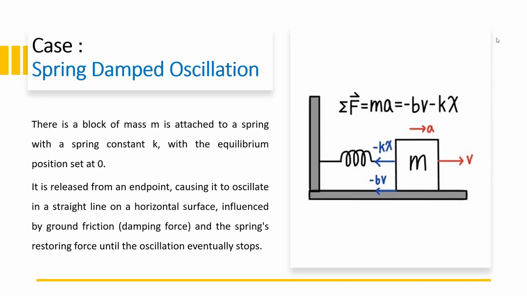Now we'll discuss spring damped oscillation. A block of mass m is attached to a spring with a spring constant k, with the equilibrium position set as 0, and then released from an endpoint, causing it to oscillate in a straight line on a horizontal surface, influenced by ground friction, damping force, and the spring's restoring force until the oscillation eventually stops.